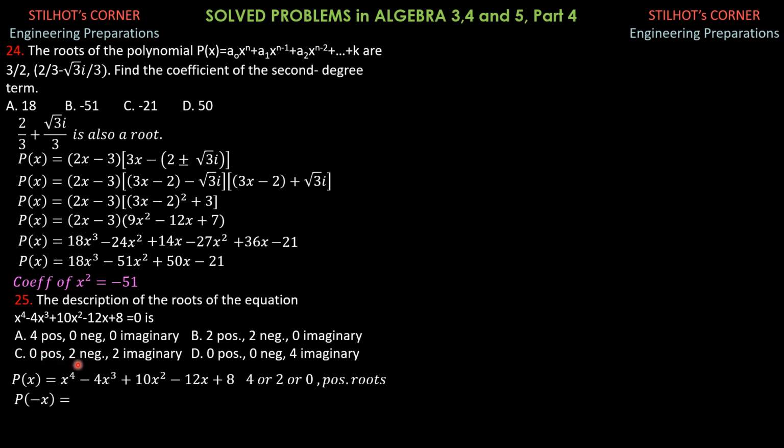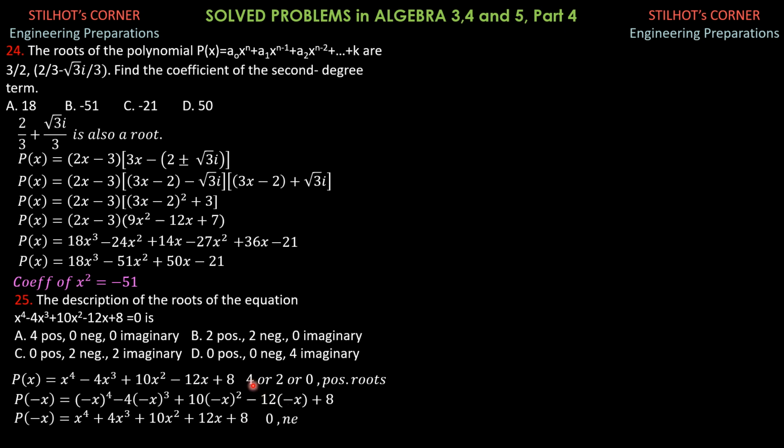Then p of negative x is negative x quantity to the fourth minus 4 times negative x cubed plus 10 times negative x squared minus 12 times negative x plus 8. Simplifying, we have p of negative x is x to the fourth plus 4x cubed plus 10x squared plus 12x plus 8. So notice that all signs of the terms are positive, so there's no variations in sign, so there is no negative root, 0 negative roots.